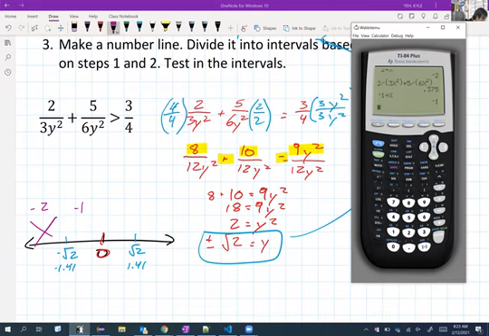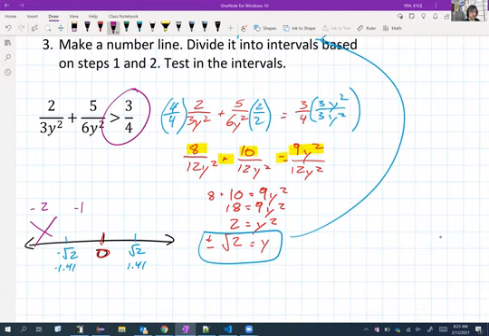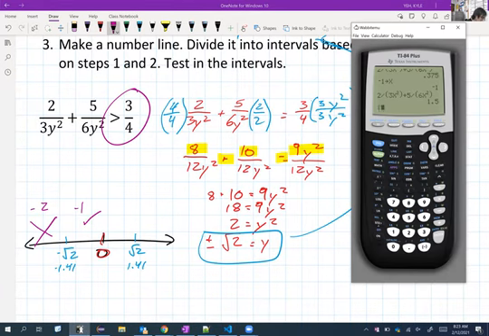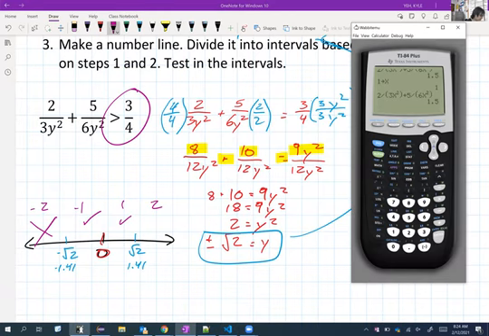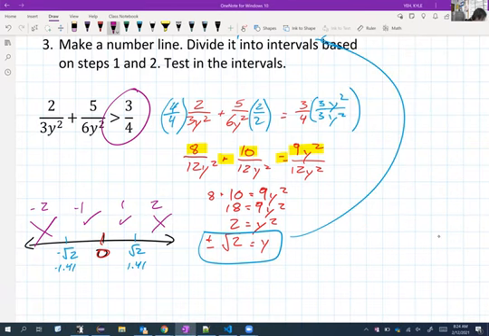So negative 1 store in x, do the thing that I just typed in. 1.5, is that greater than 3/4, our original inequality? Yeah, absolutely it is. How about positive 1? Positive 1 store in x. And so 1.5 again, so this positive one works. And then let's just try 2. That last interval, even though we have 4 intervals, it's not taking us too long using our technology to work smarter. 0.375, not greater than 3/4, does not work.